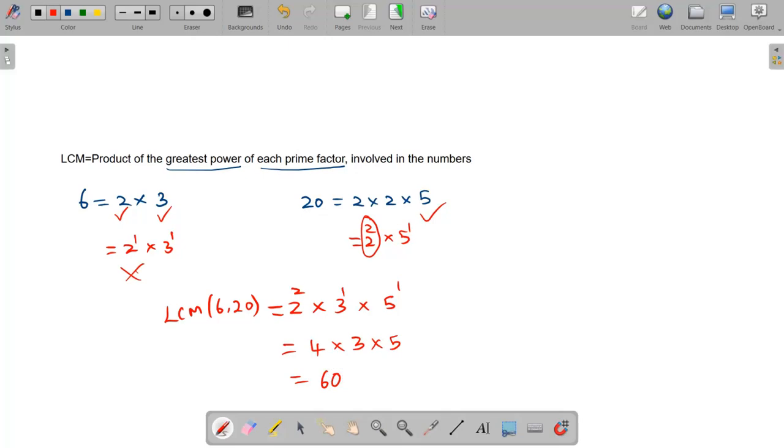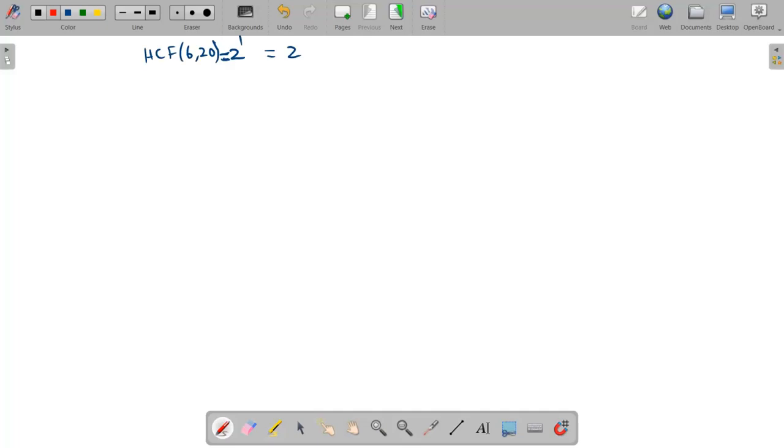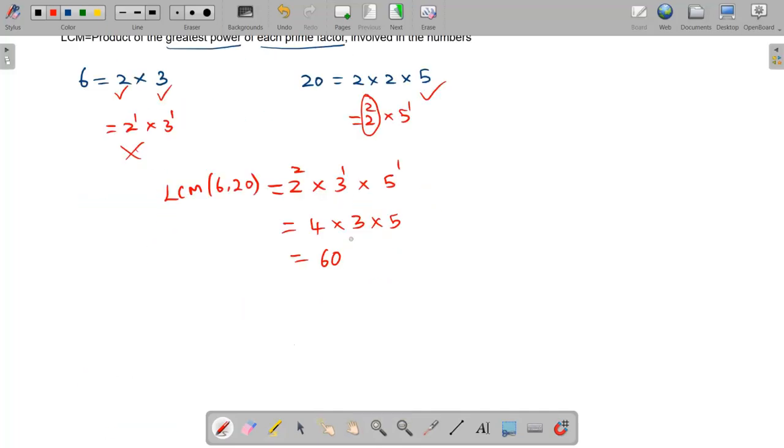So the HCF we have determined as 2, and the LCM we have determined as 60.